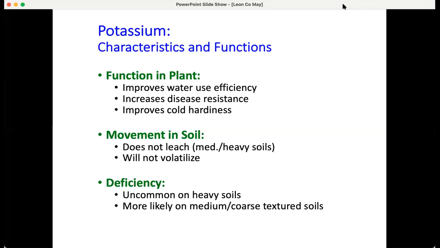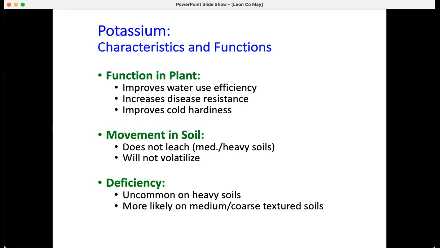So our third primary nutrient, potassium. I like to say potassium is for persistence, especially for Bermuda grass. So potassium is important for water use efficiency, disease resistance, and will improve cold hardiness. We are most likely to be deficient in potassium in our very sandy soils.